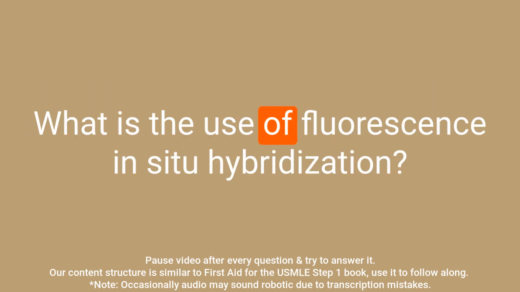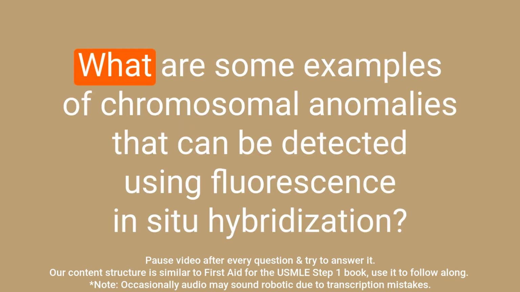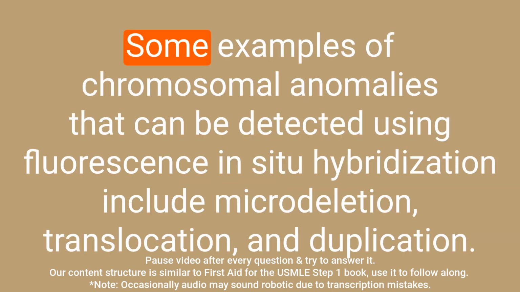Question: what is the use of fluorescence in situ hybridization? Answer: fluorescence in situ hybridization is used for specific localization of genes and direct visualization of chromosomal anomalies. Question: what are some examples of chromosomal anomalies that can be detected using fluorescence in situ hybridization? Answer: some examples include microdeletion, translocation, and duplication.